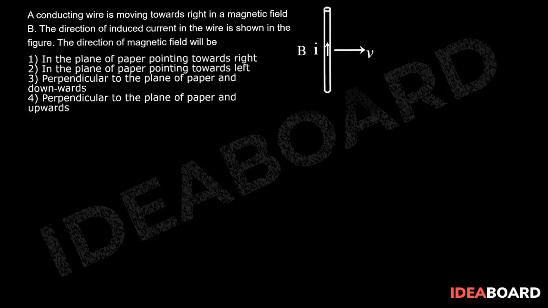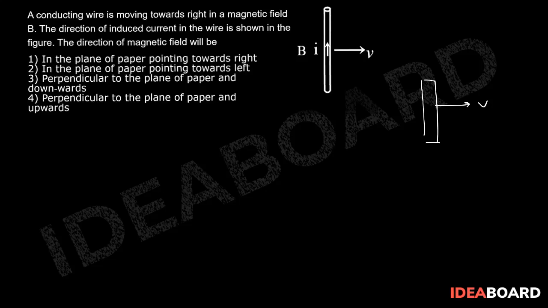A conducting wire is moving towards right in a magnetic field B. The direction of induced current in the wire is as shown in the figure. The direction of magnetic field will be? Now we have a conductor like this, as shown in the diagram, and this is moving with velocity v.